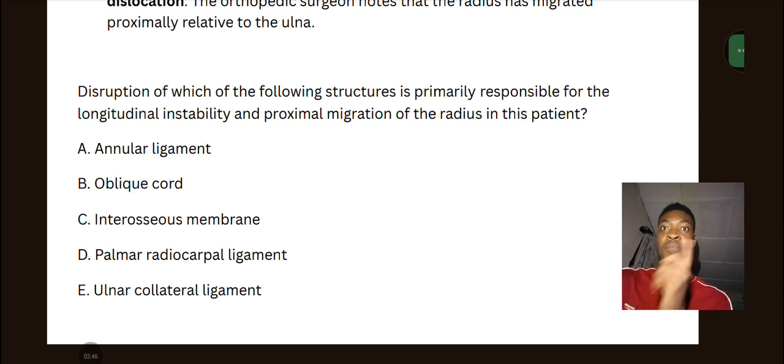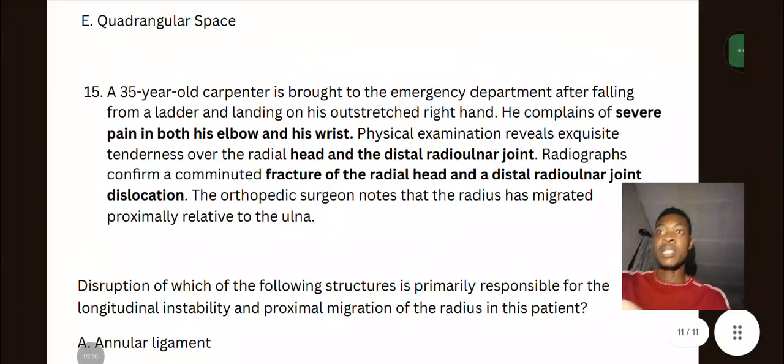That is the structure that is responsible for longitudinal instability and proximal migration. Disruption of it is going to cause all this. So yeah, that's the answer for this question.